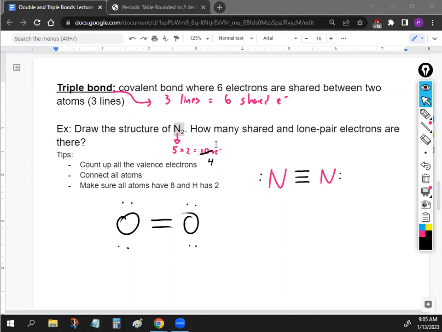What do you mean? Yeah, because they're both O, but you just need to make sure they both have 8, regardless of how many dots you add and whatnot. Yeah, you just use a combination of the lines and the dots to get everybody to 8. That's pretty much it.